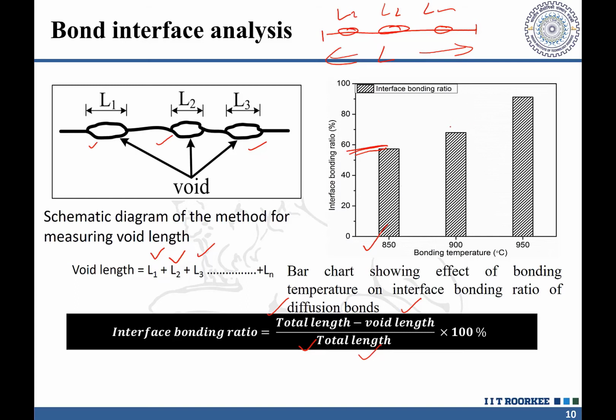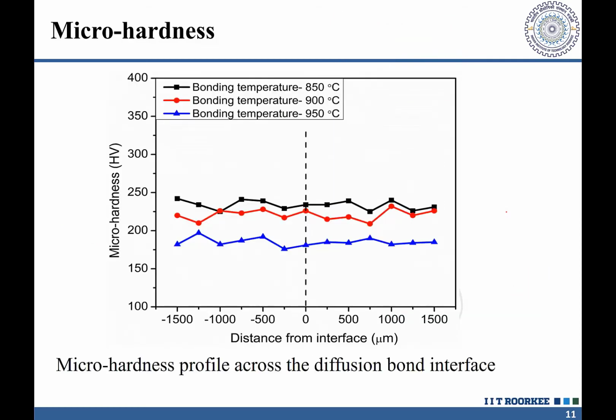with the increase of the temperature, say from 850 to 900. When the temperature is increased, it goes to 70%, and then up to even 90% with the further increase of the bonding temperature. So basically, increasing the bonding temperature increases the interfacial bonding and reduces the void percentage. That's how we can do the interfacial analysis.